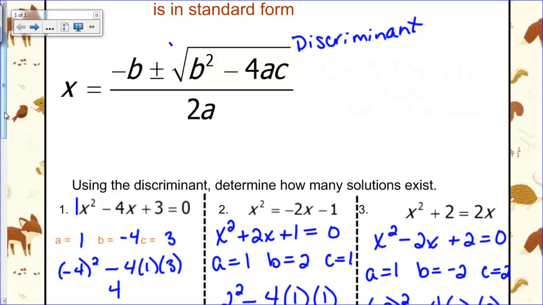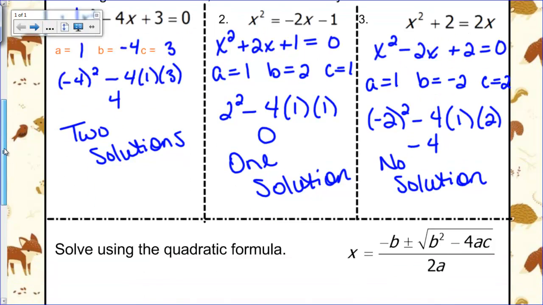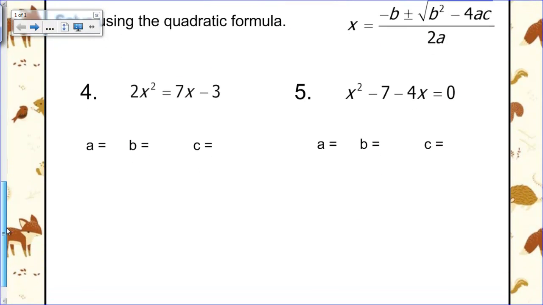And so when this happens and your discriminant ends up being a negative number, it tells you that you are going to have no solution, because you cannot find the square root of a negative. What that tells me is that when I graph this, I have a parabola that sits above the x-axis or below the x-axis somewhere, and it never touches it or crosses it at all. And so this one crosses it twice, this one touches it one time, but this one never touches or crosses the x-axis. So now let's solve some problems using the quadratic formula.